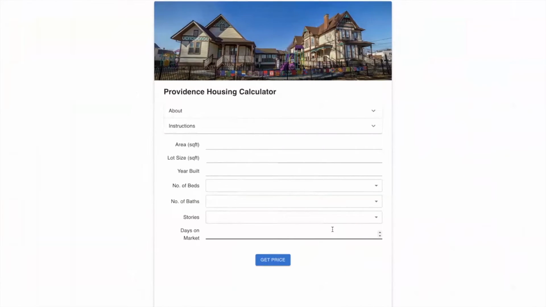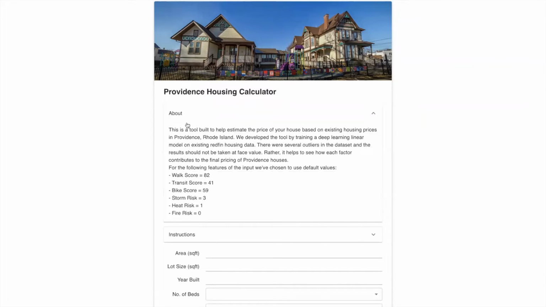And so now we come to the web app that we have developed to showcase and have users interact with all of the data that we've gathered. On this web app, we first have an about section, which talks a little bit about what the tool is for, which is to predict housing prices given user input.